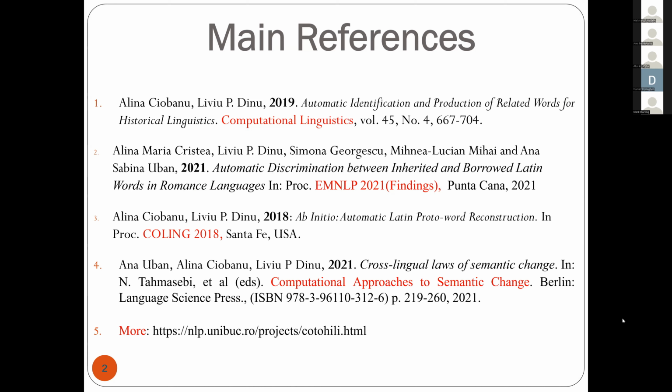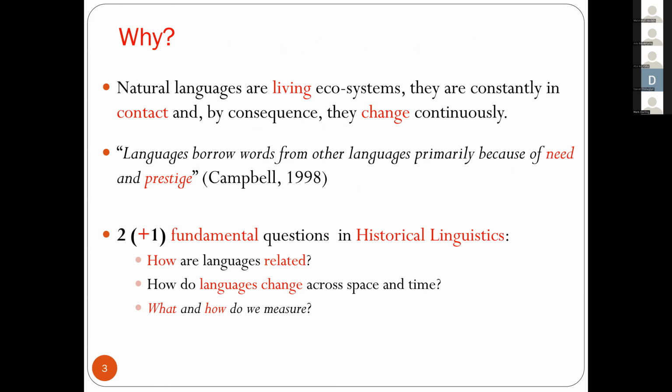And we also have recent works on semantic divergence, but I don't have time to talk about semantic divergence in this talk. I list them here, and more papers are listed on the web page of our project.